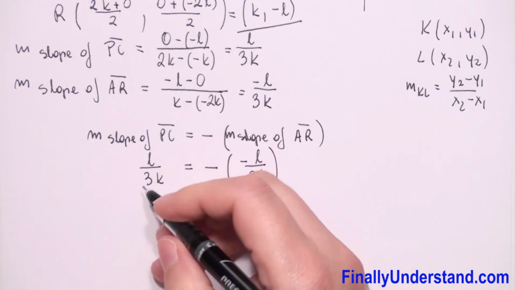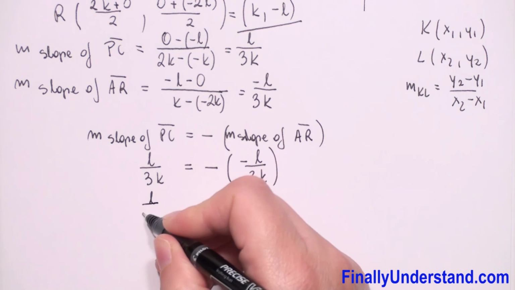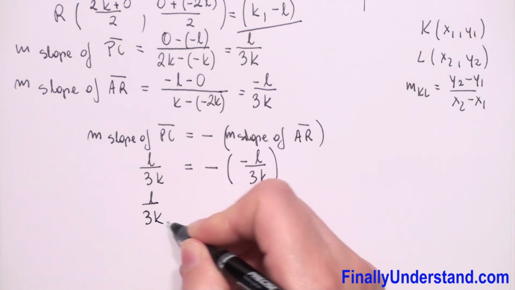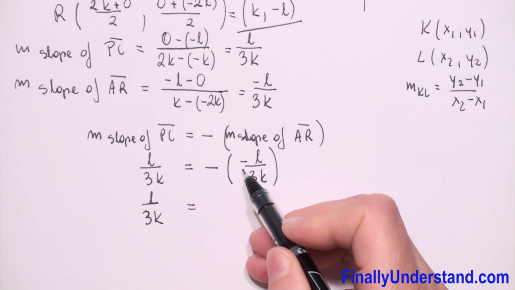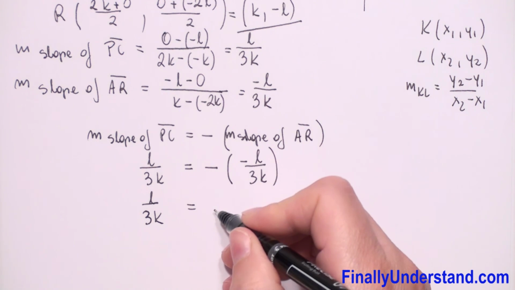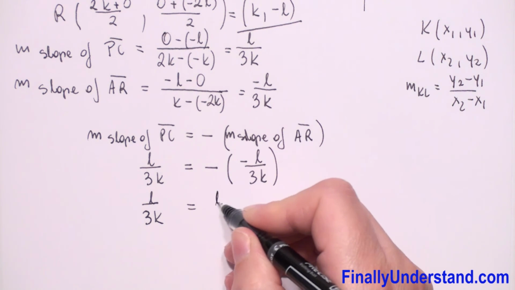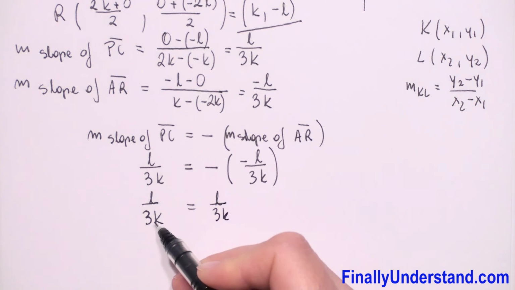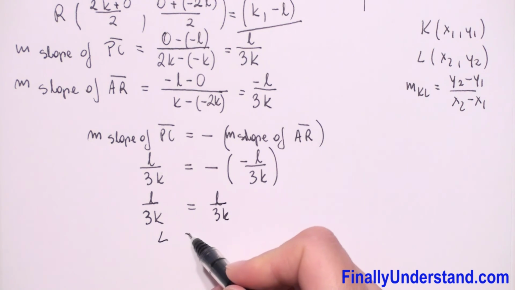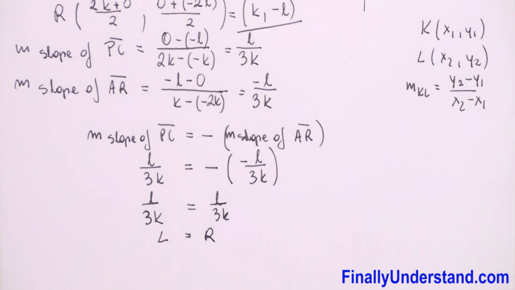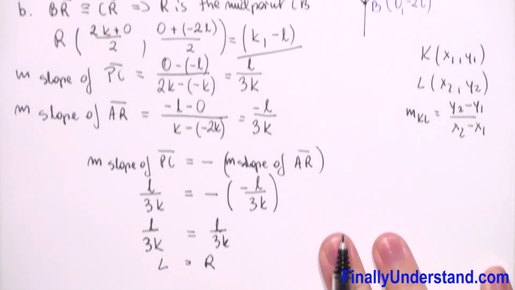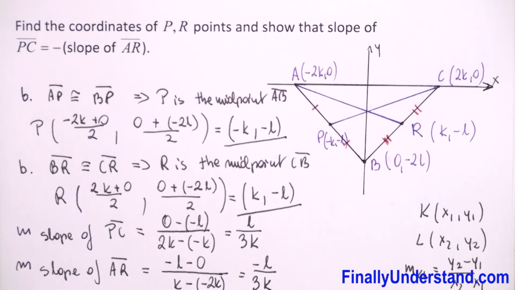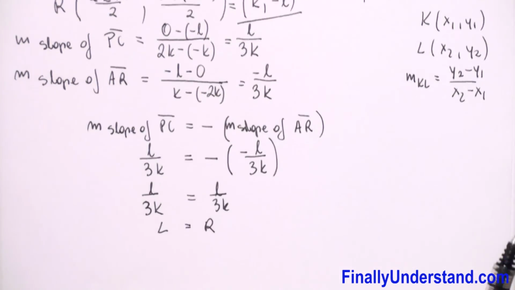So let's copy the left side. We have L over 3k. It's equal to, negative and negative give me positive, so this is L over 3k. The left side is equal to the right side. So we showed that this statement is true. This is my solution.